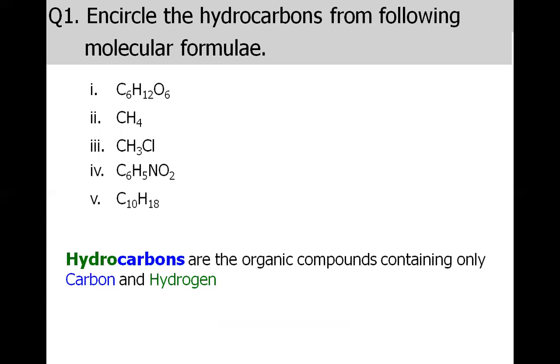However, compound 2, which is CH4, is a hydrocarbon. And if you look at compound 3, again, because of the presence of chlorine, it is not a hydrocarbon. As for compound 4, which has nitrogen and oxygen along with carbon and hydrogen, it is also not a hydrocarbon. However, compound 5 is a hydrocarbon because it exclusively contains carbon and hydrogen. So this was the first question of the assignment.